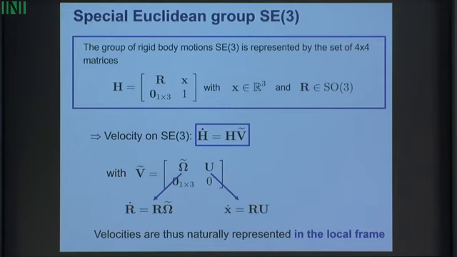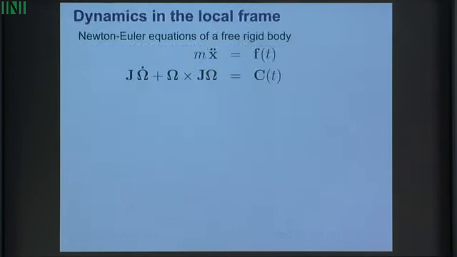And if you just manipulate the equation simply, it turns out that the velocity u is actually the linear velocity, but represented in the local frame. So with this framework, it's very natural to represent velocities or derivatives in the local frame.